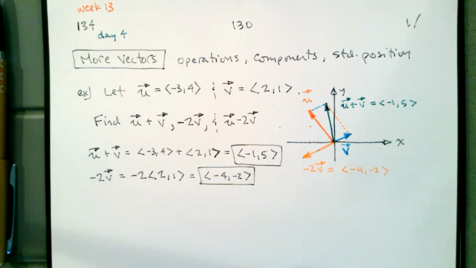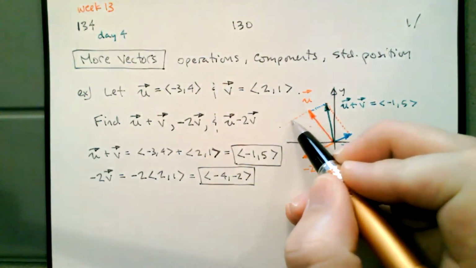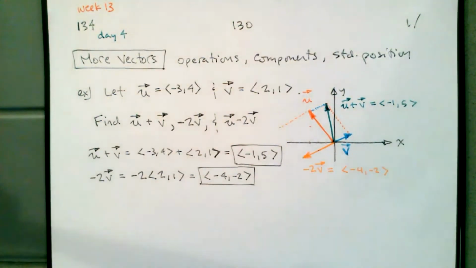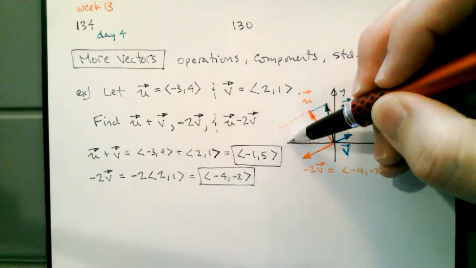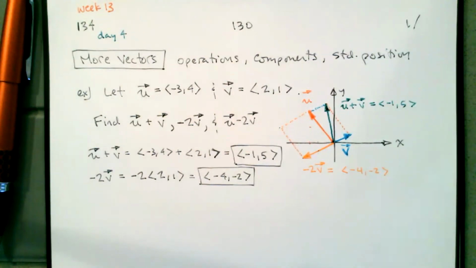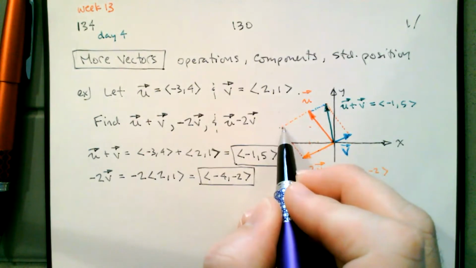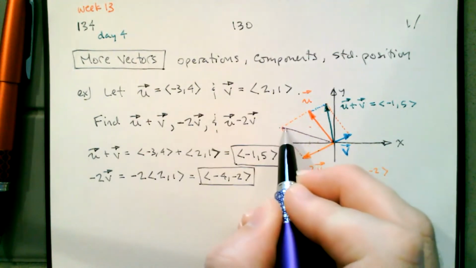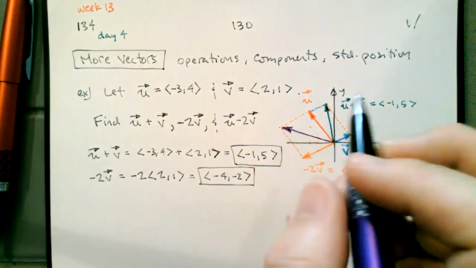And then I have U minus 2V. That could just be taking a copy of 2V and putting it at the end of U. Or I could put a copy of U at the end of -2V. And that makes this parallelogram. And there's the vector U minus 2V.